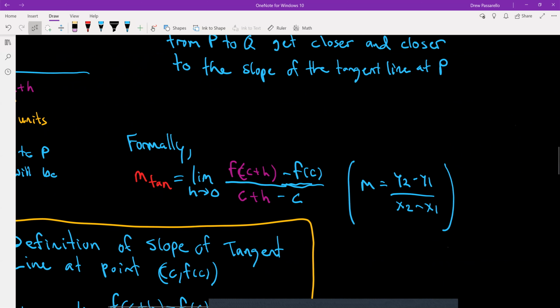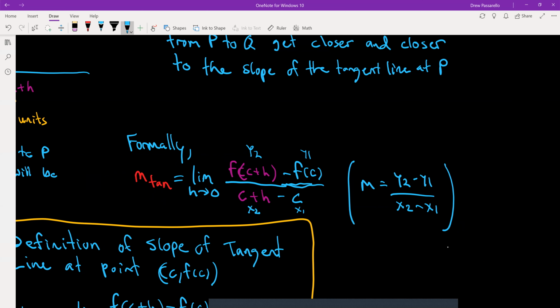And then we could use our slope formula, where m is equal to y2 minus y1 over x2 minus x1, and write the definition: the slope of the tangent line is equal to the limit, as h goes to 0, so that's the horizontal distance shrinking to 0, of f of c plus h, that's the y coordinate of Q, minus f of c, the y coordinate of P, over c plus h, the x coordinate of point Q, minus c, the x coordinate of P. So this f of c plus h portion is like our y2, f of c is like our y1, c plus h is like x2, and c is like x1. So it's got that formula structure of slope.